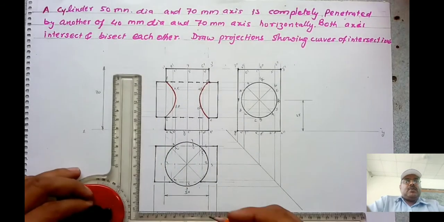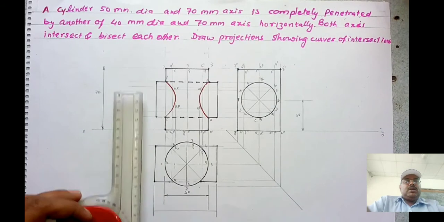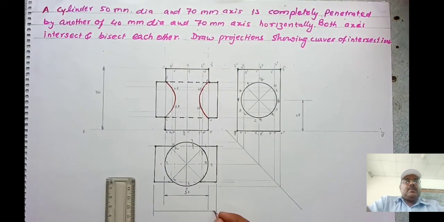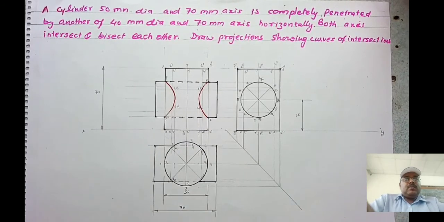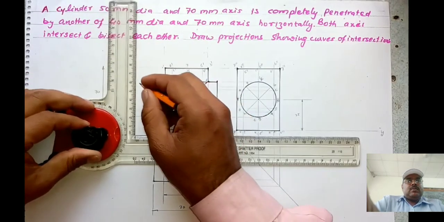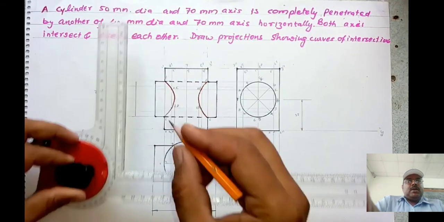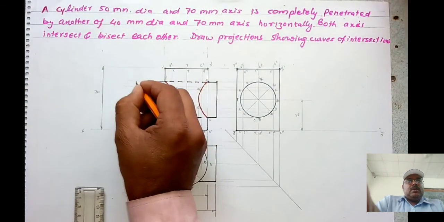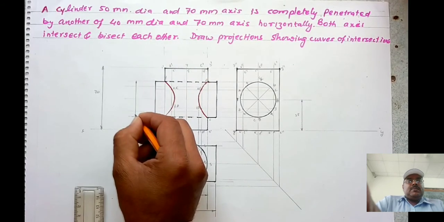Axis height of the horizontal cylinder is 70 millimeter. Diameter of the horizontal cylinder is 40 millimeter.